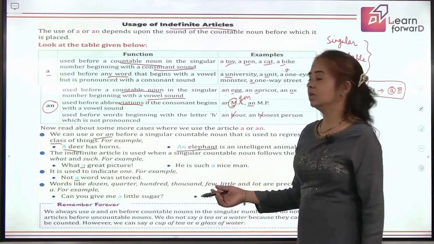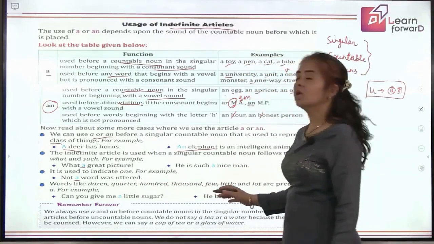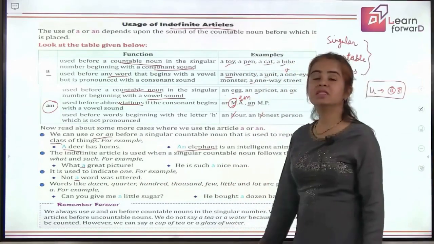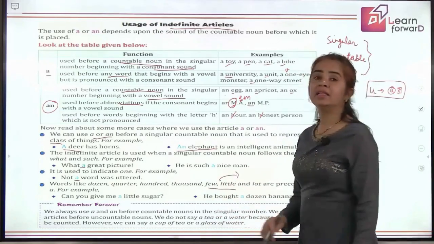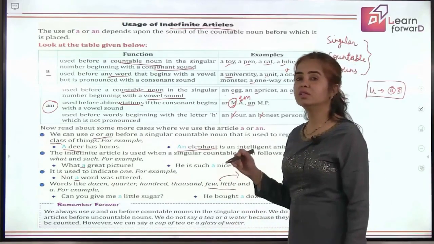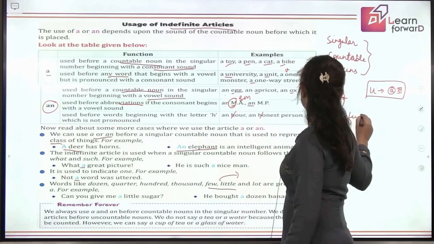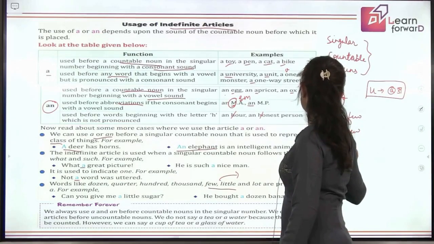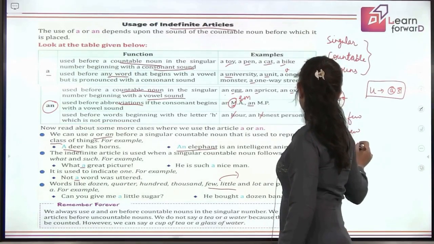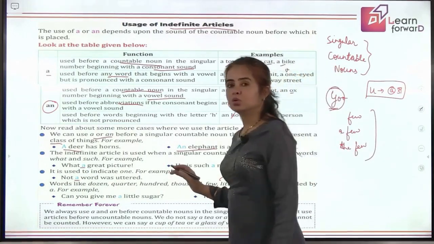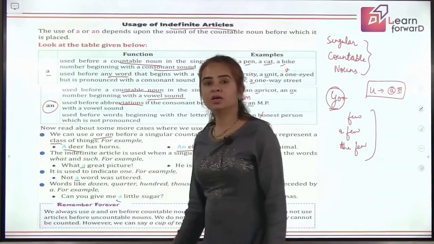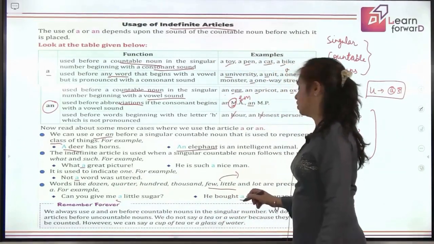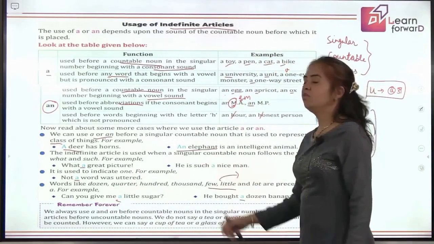Words like dozen, then quarter, hundred thousand, few, little, and lot are preceded by "a". But when you look at few and little, they are preceded by "the" also. And we have learned the difference between few, a few, the few. So you have to be careful about these two words, few and little, the few. There is a difference. They mark the difference, right? So normally with them, we use "a". Words like dozen. Can you give me a little sugar? And he bought a dozen bananas. So with these, we are using "a".